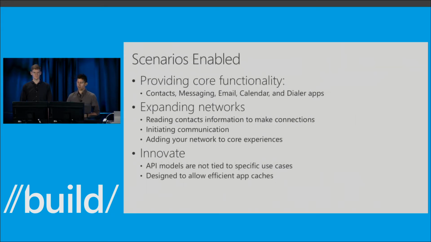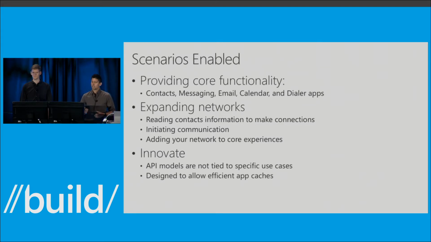So the types of scenarios that we're trying to enable fall into three buckets, although these are going to be pretty loose. User data is a huge, broad area, and all kinds of things can be enabled here. But we want to make sure it's possible to provide core functionality. Those are things like contacts applications, messaging applications, email, calendar, and dialer applications. As I just mentioned, we built the first-party experiences, Outlook Mail and Calendar, which you've seen in all these previews and the keynotes today and yesterday. Those are built on the same APIs that I'm talking about here.